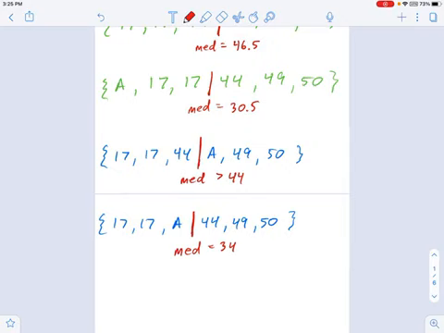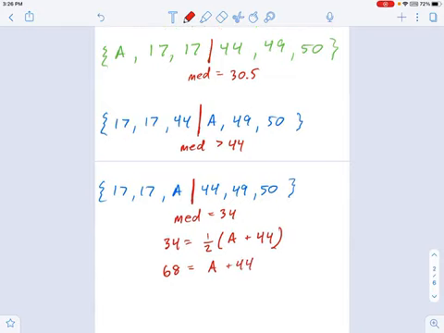I'm going to say this in algebra now instead of words: 34 is halfway between these two numbers, so 34 equals (A plus 44) divided by 2. Now we're going to do some algebra. Multiply each side by 2: 68 equals A plus 44. Subtract, and we get A equals 24. This is a big breakthrough.